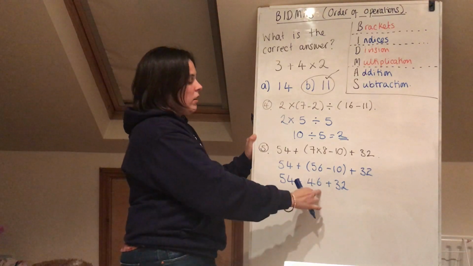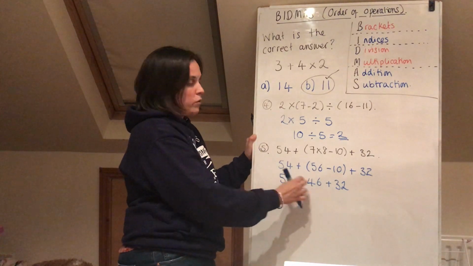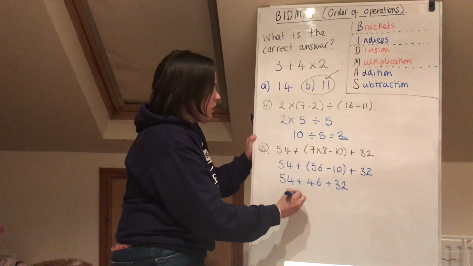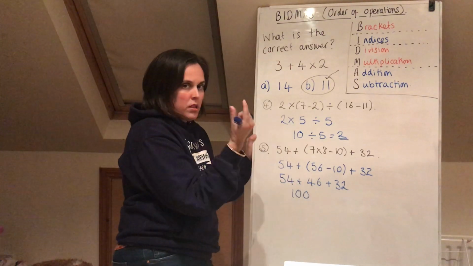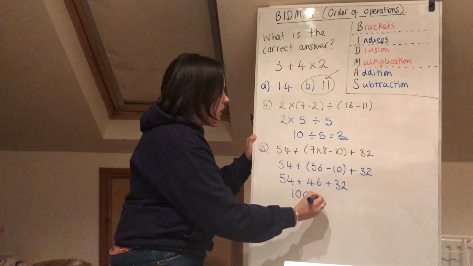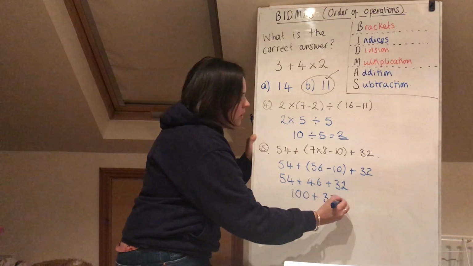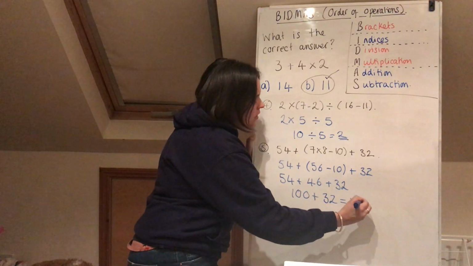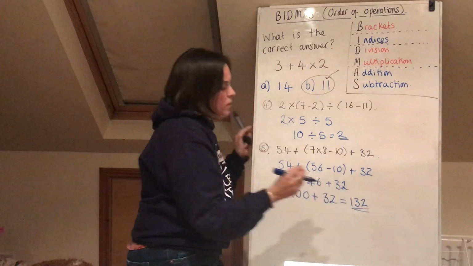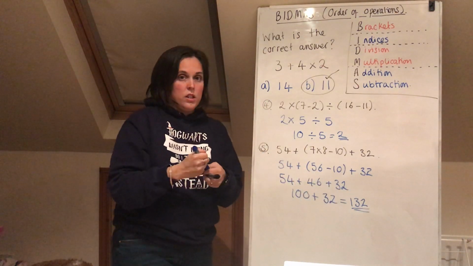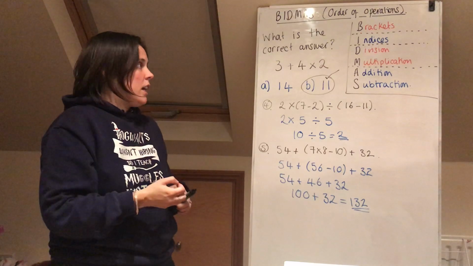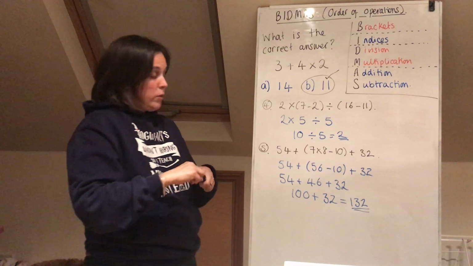Now, this is quite a nice situation. 54 plus 46 equals 100. I do like it when the numbers match together lovely. Plus 32, and that is really nice and easy to add up. So we end up with 132. So there we have it. That is how you do the order of operations.